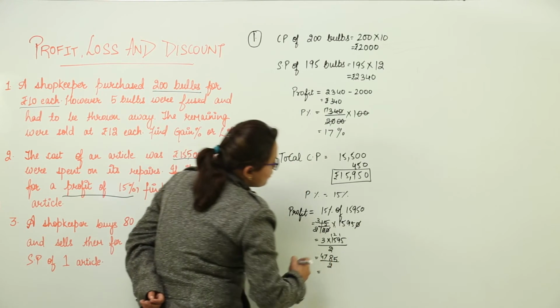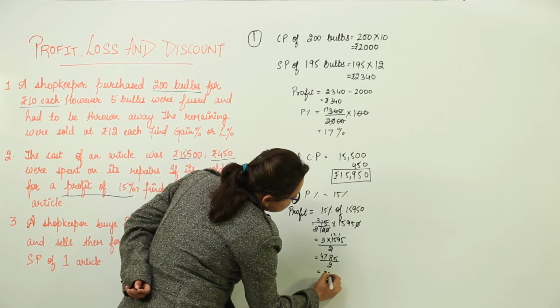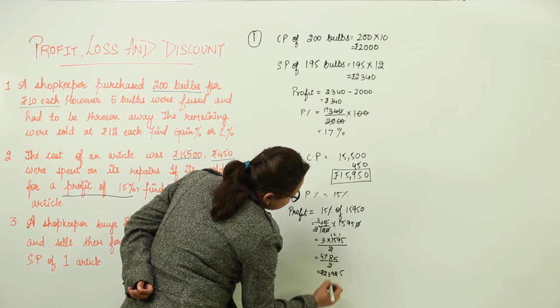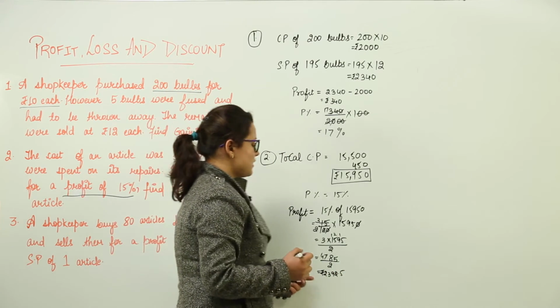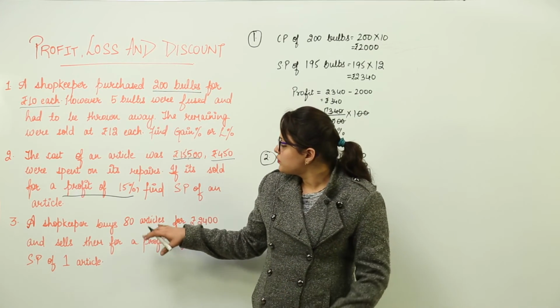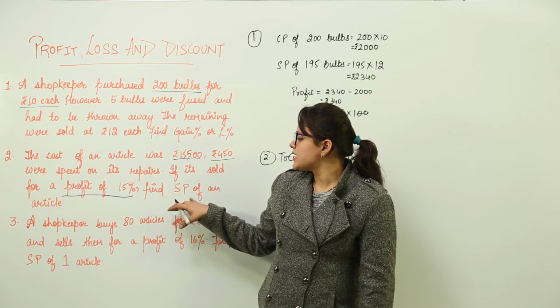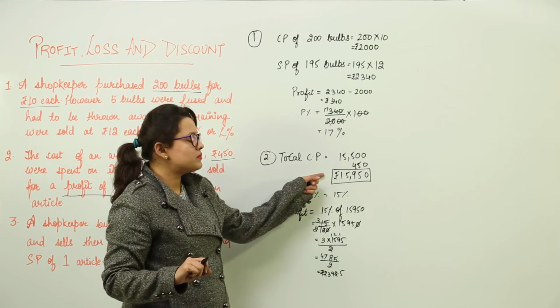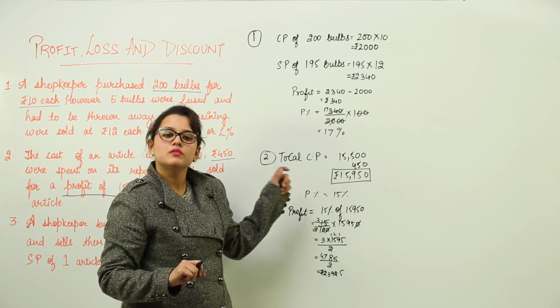So you get a profit of 2392.5 rupees. Now this is the profit that has been earned. What we have to find out? We have to find out the SP of the article. So because we have the profit also, we have the CP also. Can we find out the selling price?